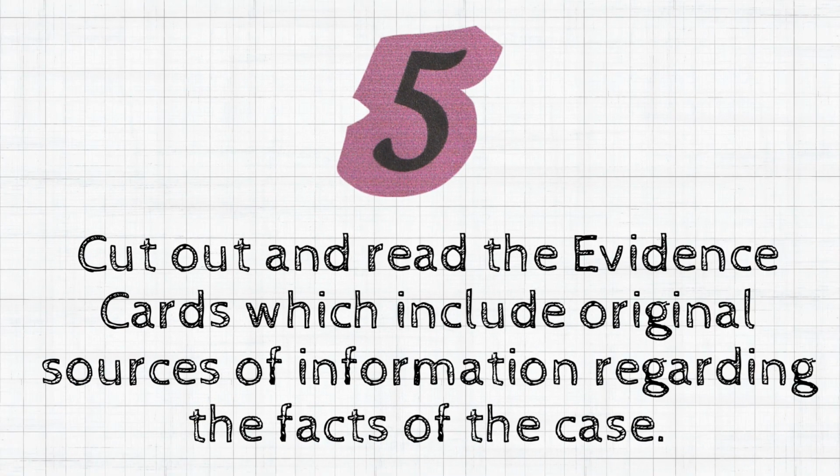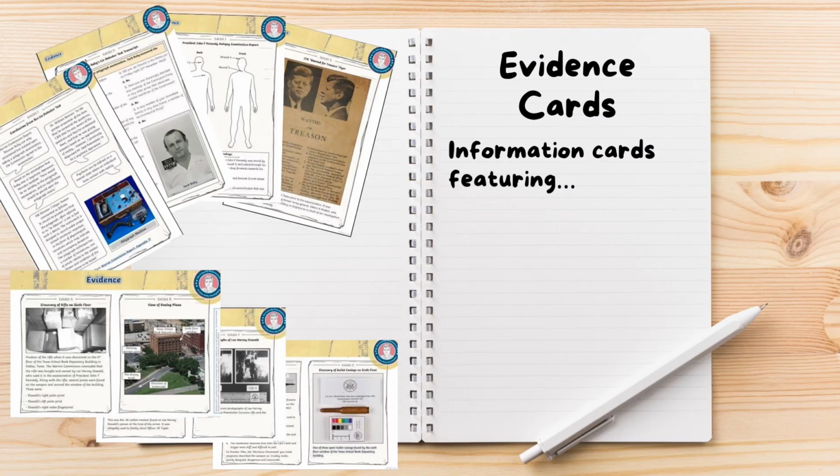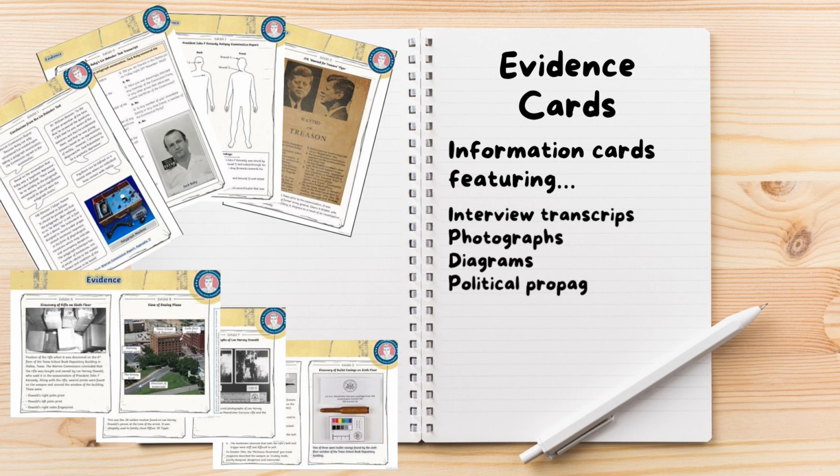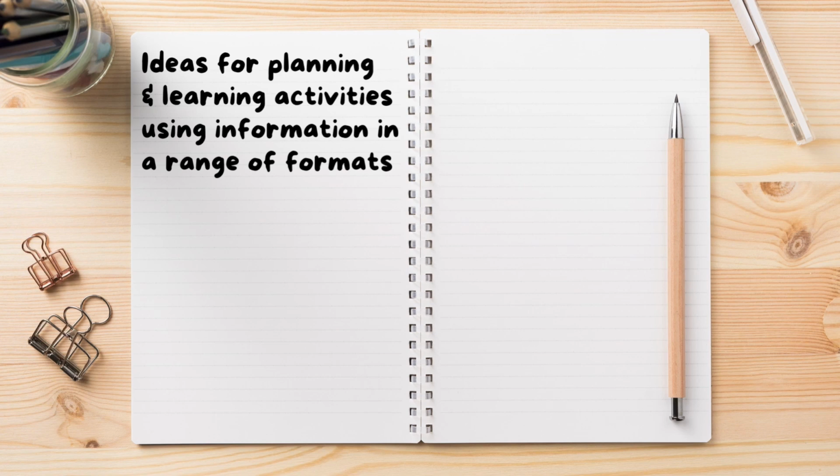Back to the instructions and we're at number 5. Cut out and read the evidence cards which include original sources of information regarding the facts of the case. These are the evidence cards. They're information cards featuring interview transcripts, photographs, diagrams and political propaganda. The information on these is in a range of different formats, so here's some ideas for how to use it.